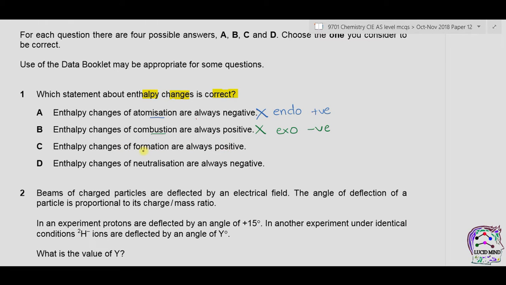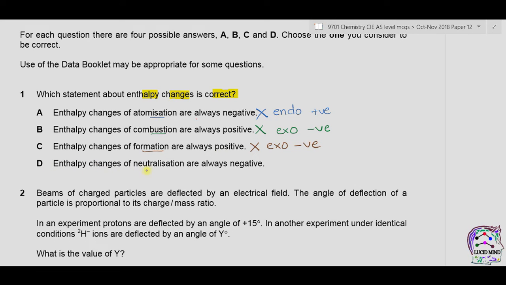What happens in formation is that some compound is formed from its elements in their standard states, and whenever a compound is formed, it means the forces of attraction develop or the bonds develop. So whenever bonds are formed, the process is exothermic. So bond formation is always exothermic as energy is released.